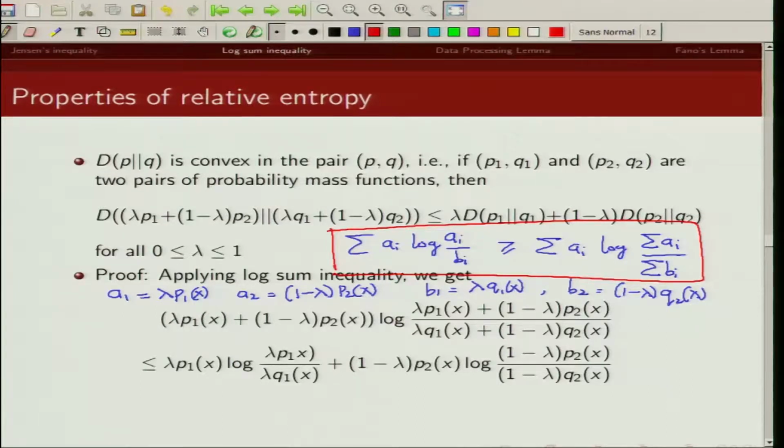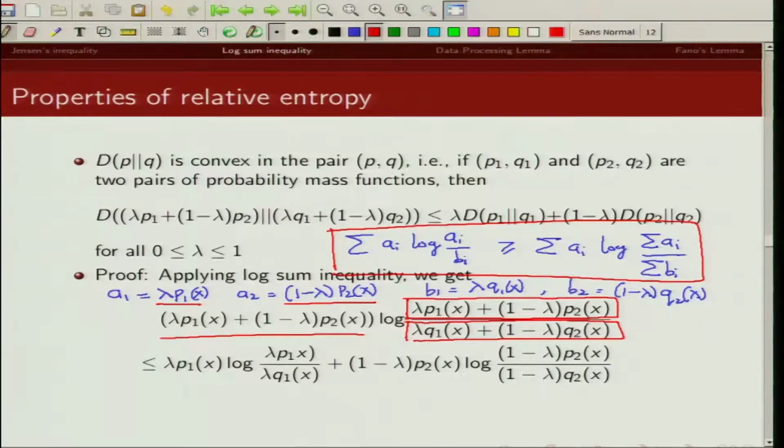Then according to the log sum inequality, summation a_i log of summation a_i by summation b_i is less than or equal to summation of a_i log of a_i by b_i. So what is summation a_i? This is this plus this, so this is this quantity. And what is summation b_i? b1 is lambda q1(x) and b2 is 1 minus lambda q2(x). So this is my summation b_i.